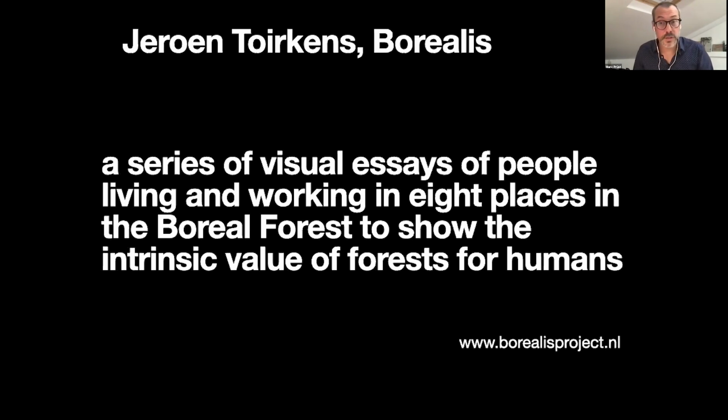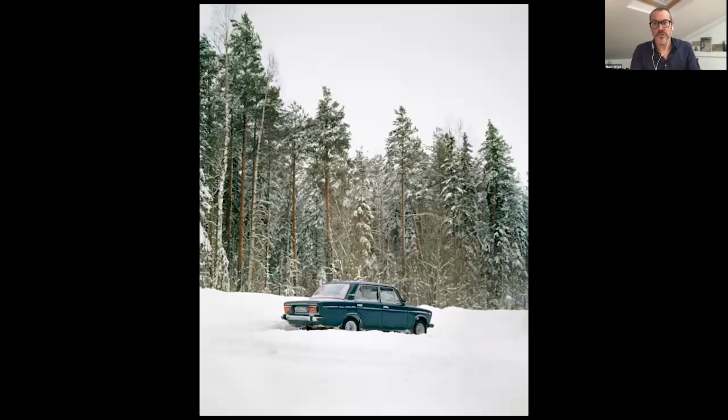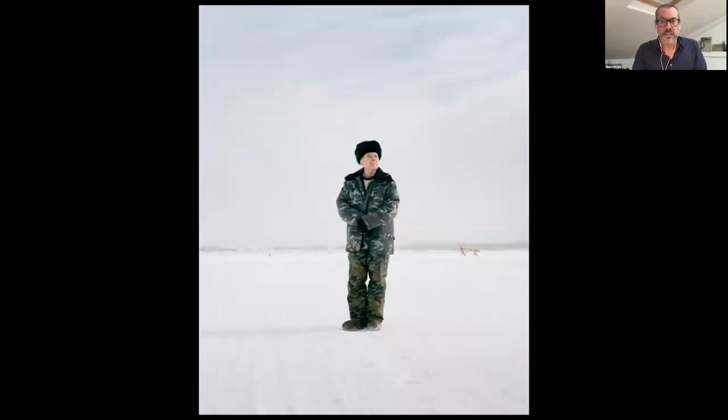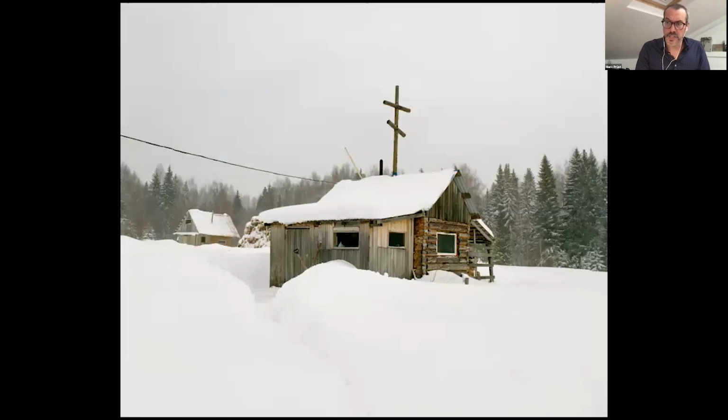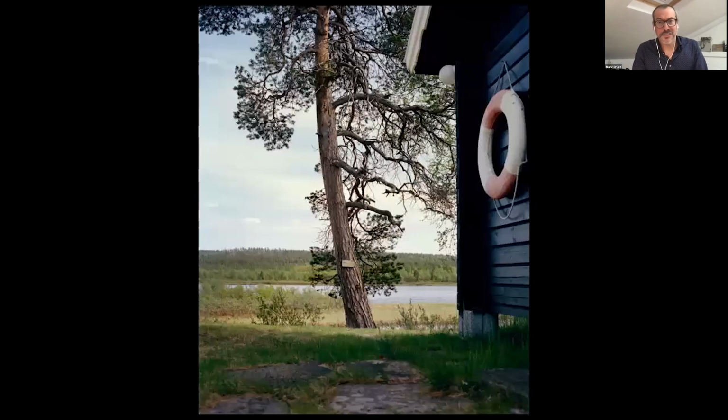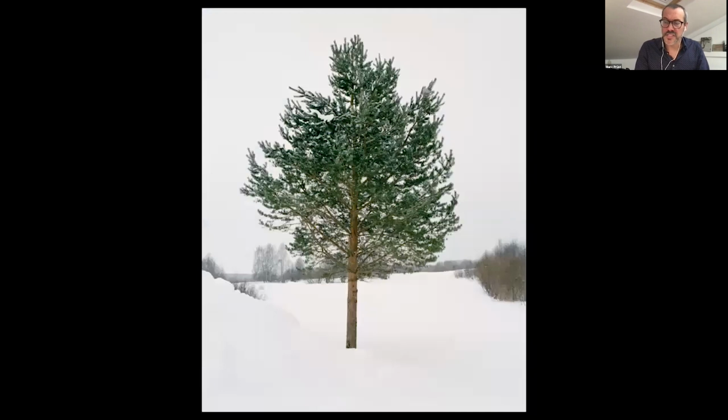What did he do? He went to 8 places in the boreal zone, which is, as I said, the most northern forestry zone of the globe, to show what the lives look like of people who live and work and interact with those forests in those 8 different places. And then you have a series of photographs. I'm just going to show you a small outtake of that project. A lot of snow, but not only. So here are some beautiful trees that he photographed in that project.